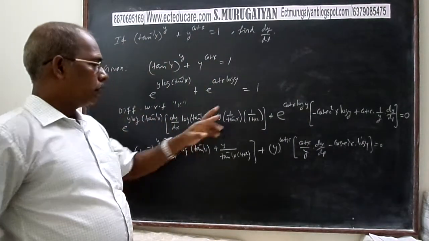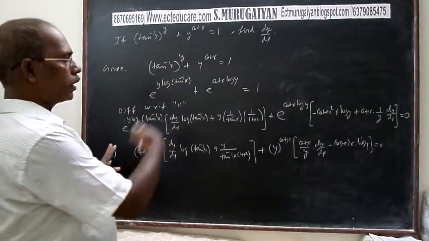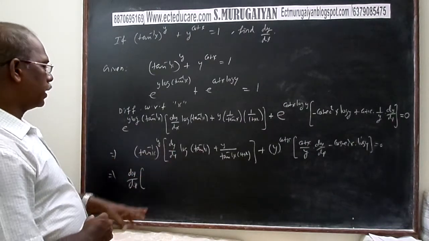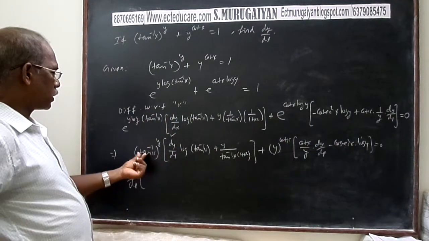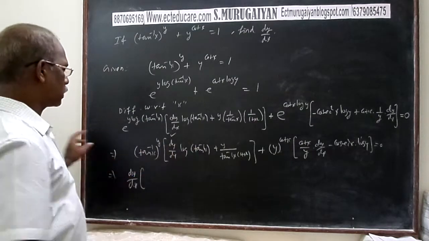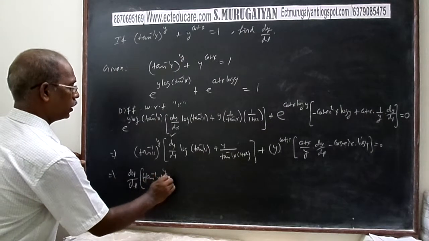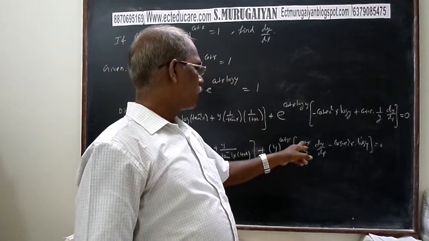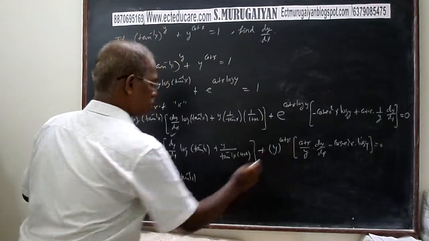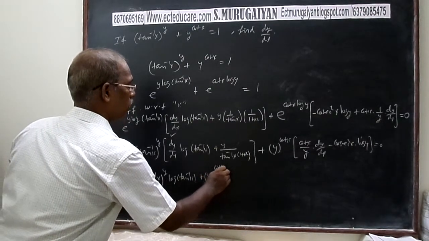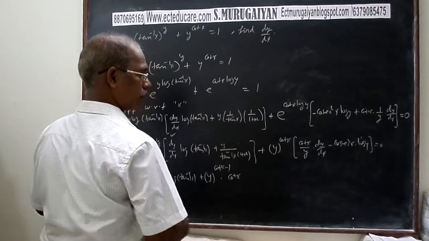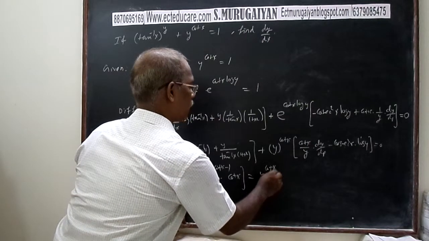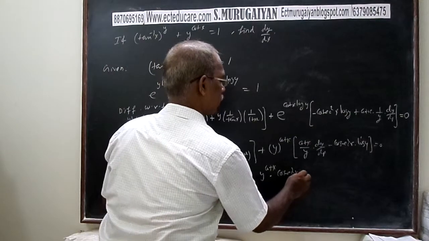Now we are going to retain the dy by dx term on the left side and move the remaining terms to the other side. So let us start first with dy by dx. Take all the coefficients of dy by dx from the existing terms. This is the coefficient of dy by dx: (tan inverse x) whole power y into the log of tan inverse x. For the second term, the coefficient of dy by dx is y power cot x minus 1 into cot x. On the other side, the negative terms become positive: y power cot x into cosecant square x into log y.